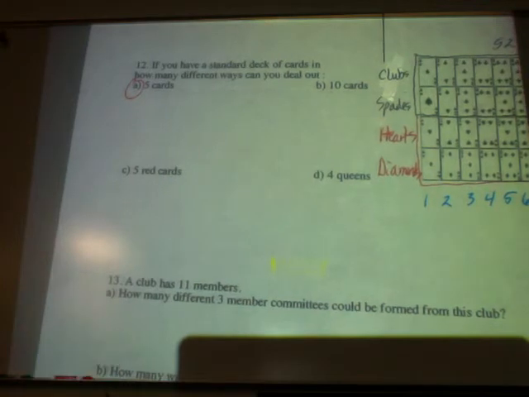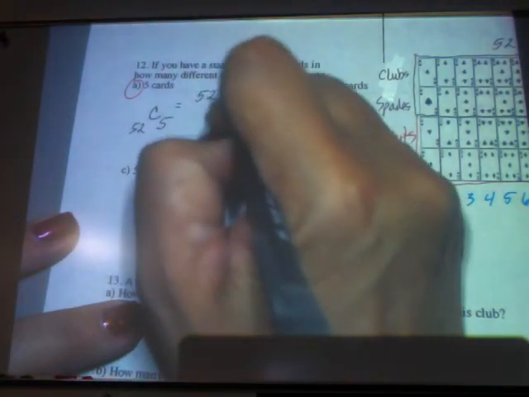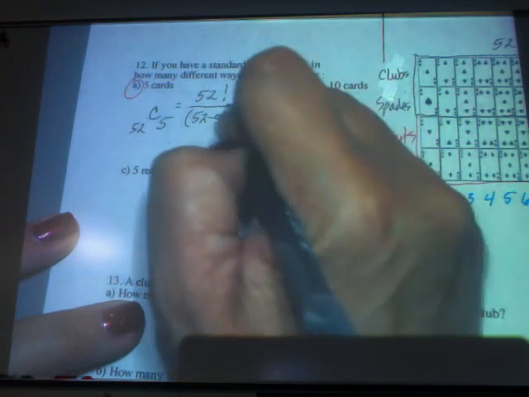So first of all, does order matter when I deal out the 5 cards? No. You could arrange them in different orders, but it's no different than picking 5 marbles out of a bag of 52. What I have in my hand, if they're in a different arrangement than what's in Daniel's hand, they're the same cards, aren't they? So order doesn't matter. So am I doing a combination or permutation? A combination. How many did I have to choose from? 52. How many did I choose? 5. So since it's a combination, I'm going to do 52 factorial over 52 minus 5 factorial, 5 factorial.